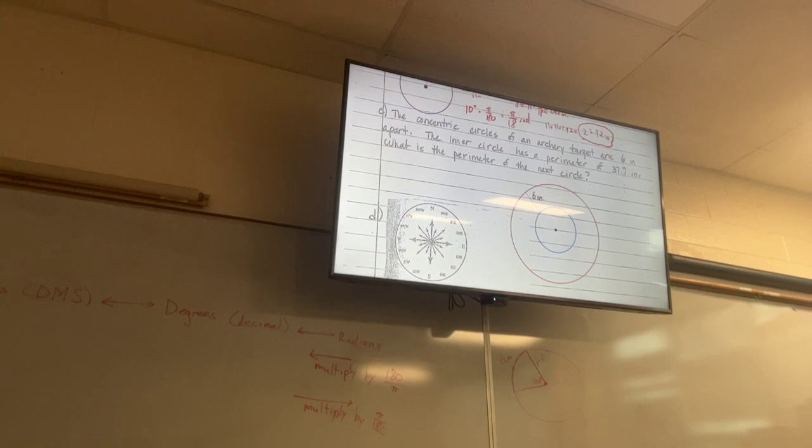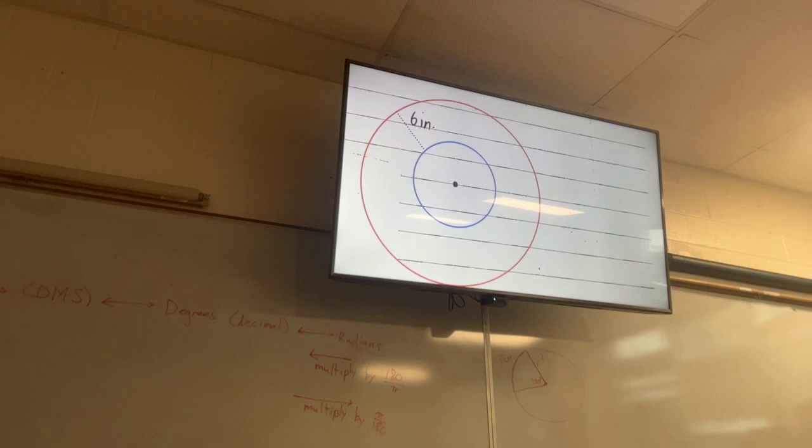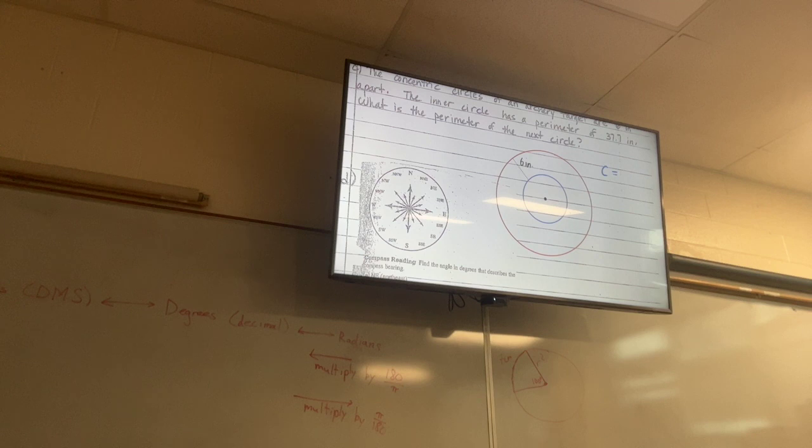The inner circle, that blue circle, has a circumference. So I'm going to write blue circumference equals 37.7 inches. Okay? And we want the red circumference.